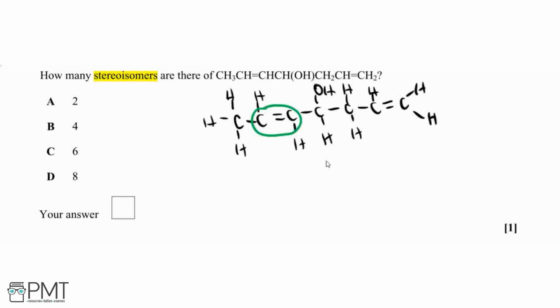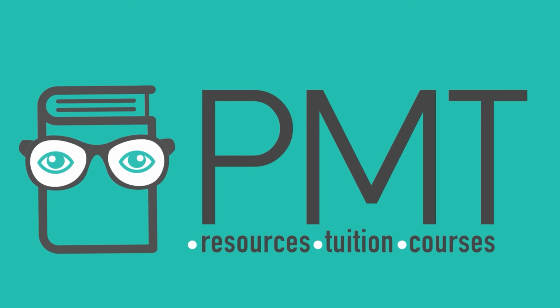Now the second type of isomerism we need to look for is going to be our optical isomerism. So let's see if we have any chiral carbon centres. So we're looking for a carbon with 4 different groups attached, and there's one here in the middle. So therefore in total we've got 2 stereoisomers from that double bond and 2 stereoisomers from that chiral carbon centre. Therefore our answer is going to be B, 4 stereoisomers in total, and that's how you answer this question.